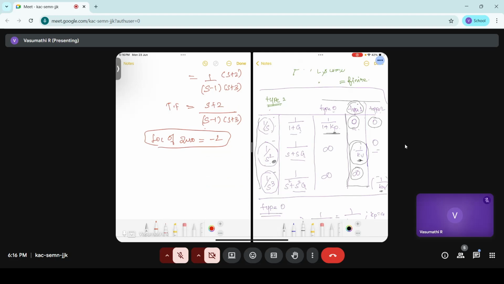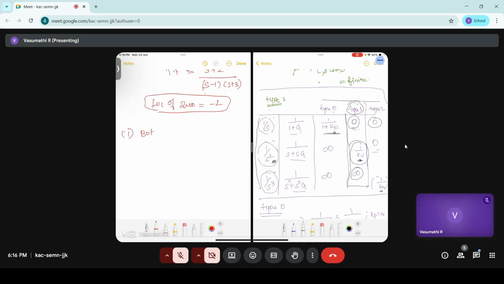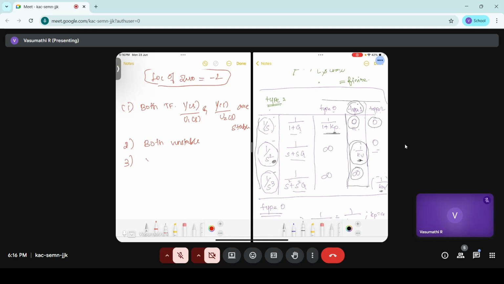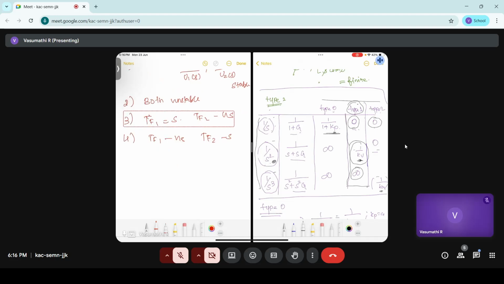For the eighth question, which of the following statements are true? First, both transfer functions Y(s)/U1(s) and Y(s)/U2(s) are stable. Second is both unstable. Third, TF1 is stable, TF2 is unstable. Fourth is the inverse: TF1 is unstable, TF2 is stable. Just to find the stability of the system, what do we do?